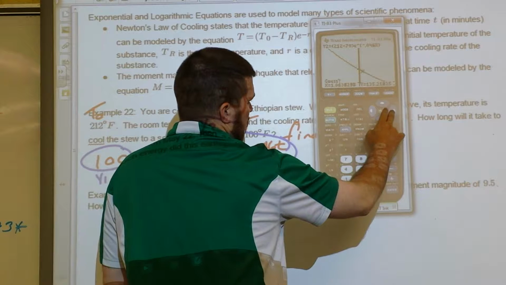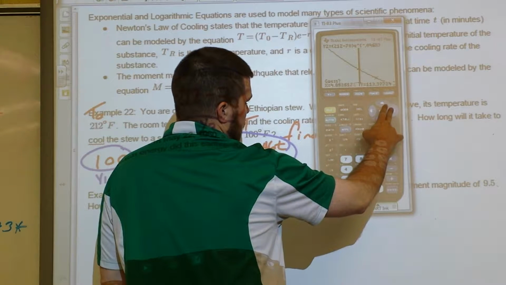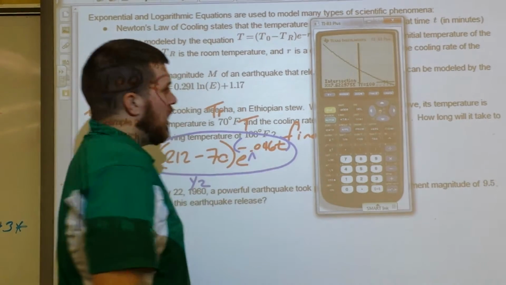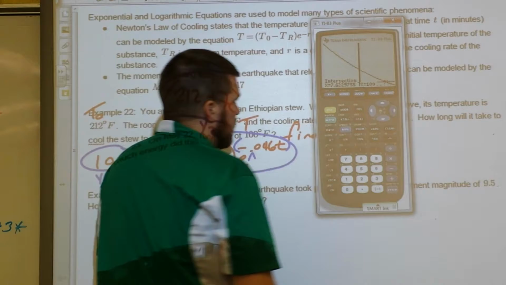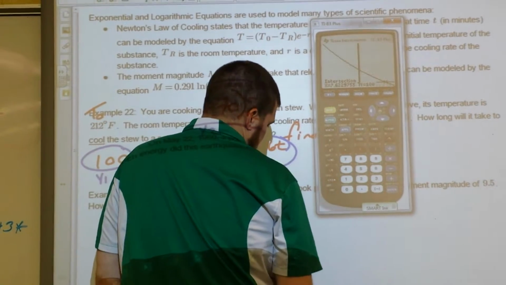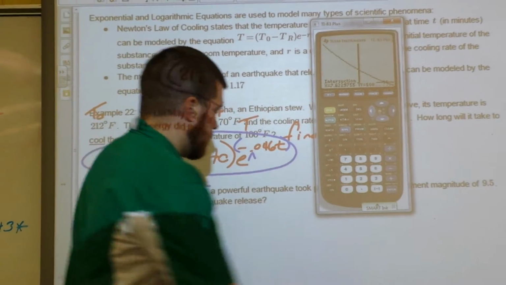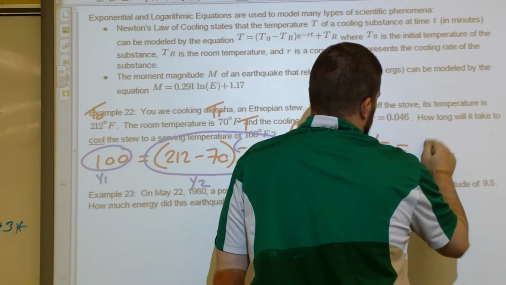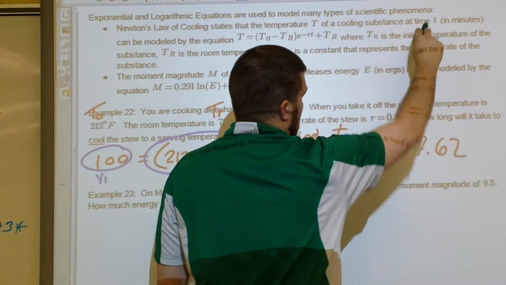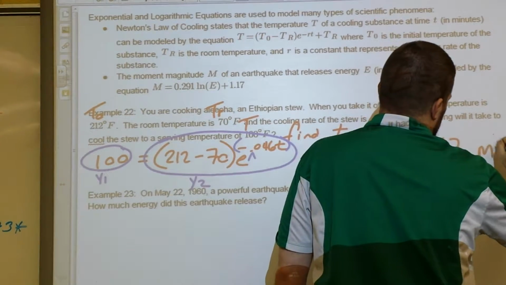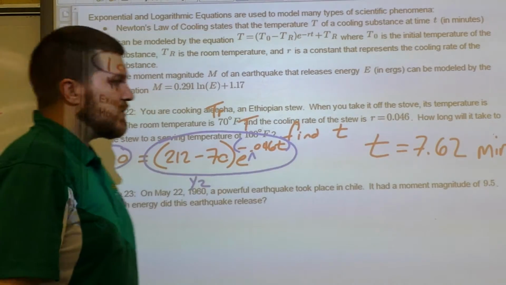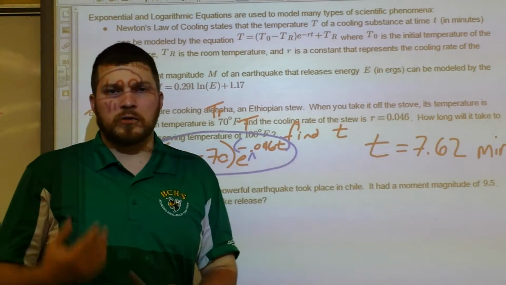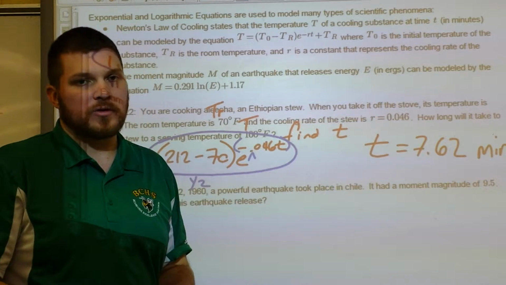Right here, it looks like there might be a point of intersection, so I'm going to move my cursor there, just like we did at the beginning of this unit. As soon as it's in position, I'm going to hit enter. And it tells me x is 7.62. So again, instead of x, we're going to call that t, because that's what we used in the problem. So that means t is 7.62, and our units, based on our information, were minutes. So what this means is it's going to take about 7.62 minutes for this stew that was originally 212 degrees to cool off to a serving temperature of 100 degrees Fahrenheit.